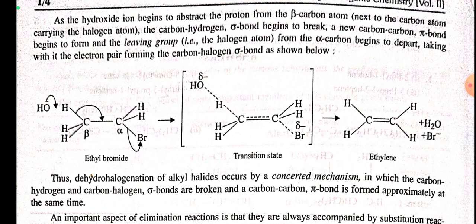As the hydroxide ion begins to abstract the proton from the beta carbon atom, the carbon-hydrogen sigma bond begins to break and a new carbon-carbon pi bond begins to form, and the leaving group from the alpha carbon begins to depart, taking with it the electron pair from the carbon-halogen sigma bond.